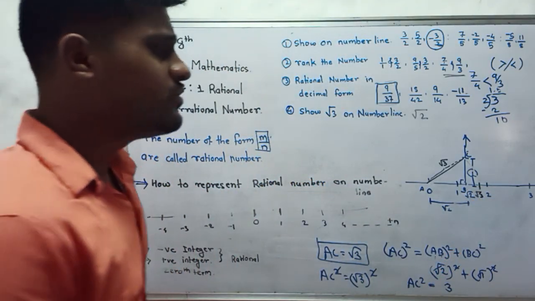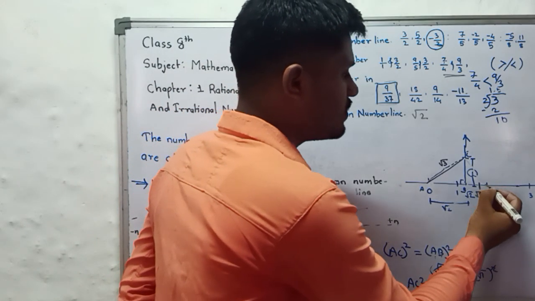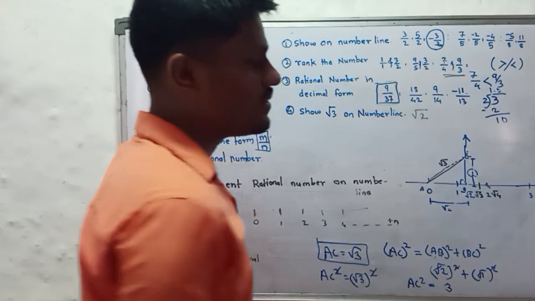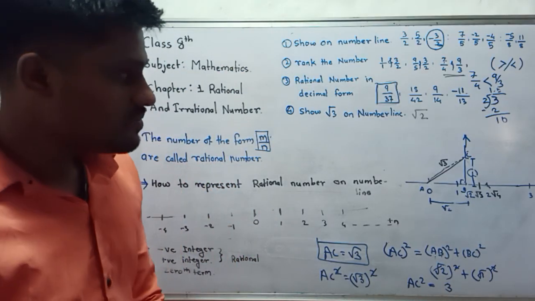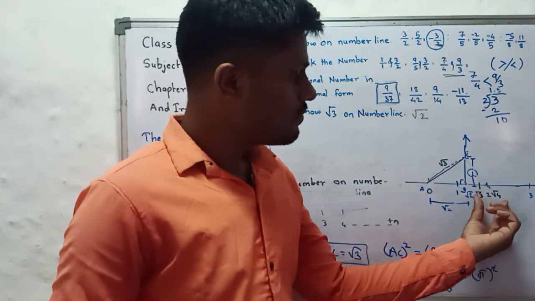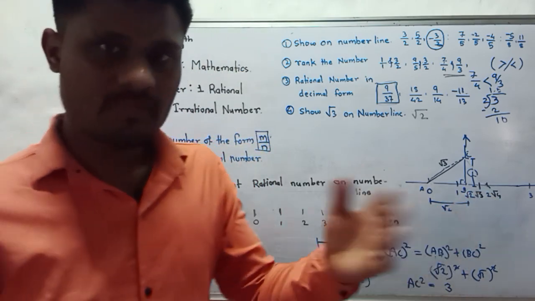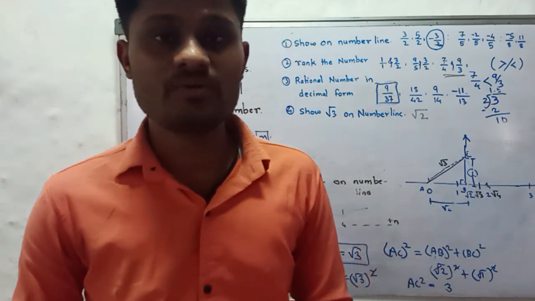Okay, and you know that the square root of 4 is 2. So the square root of 4 will come here. This particular value comes first, before the square root of 4, in front of it.